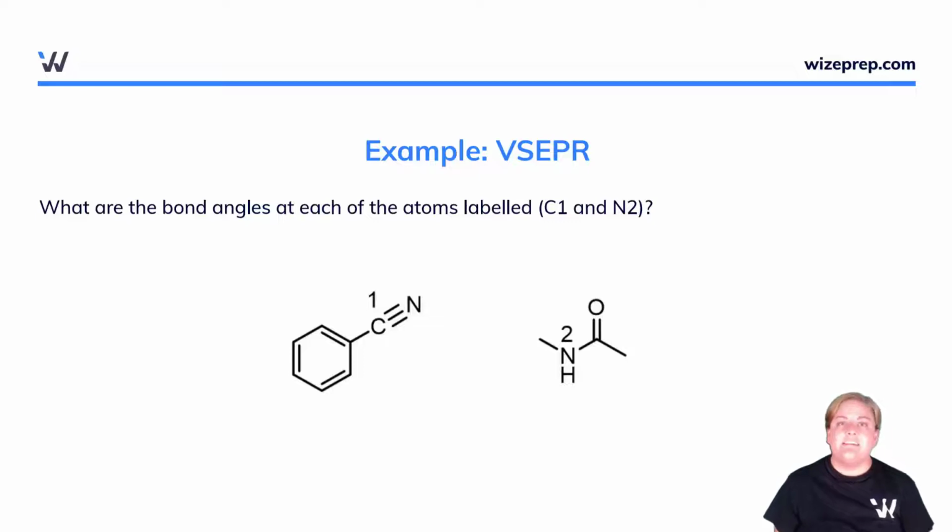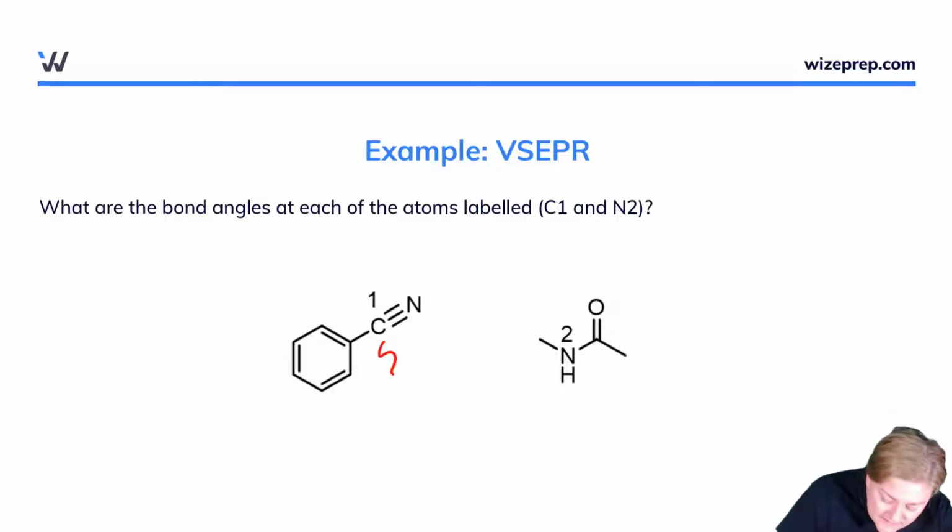So here we're being asked about the bond angles at a couple different atoms. Now for this, being asked a bond angle is really like being asked a geometry, because once you know a geometry, you know a bond angle and vice versa. So we start here with C1.